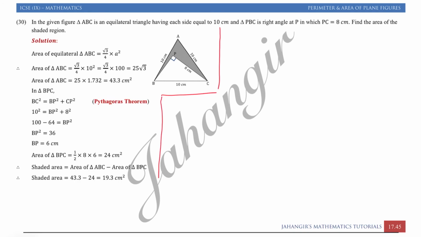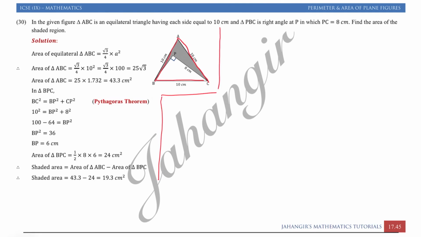The given figure diagram is given. ABC is an equilateral triangle. If you will see, this triangle forms an equilateral triangle of each side 10 centimeter. PBC is a right angle triangle at P, in which PC is again given. White unshaded triangle, find the area of shaded.